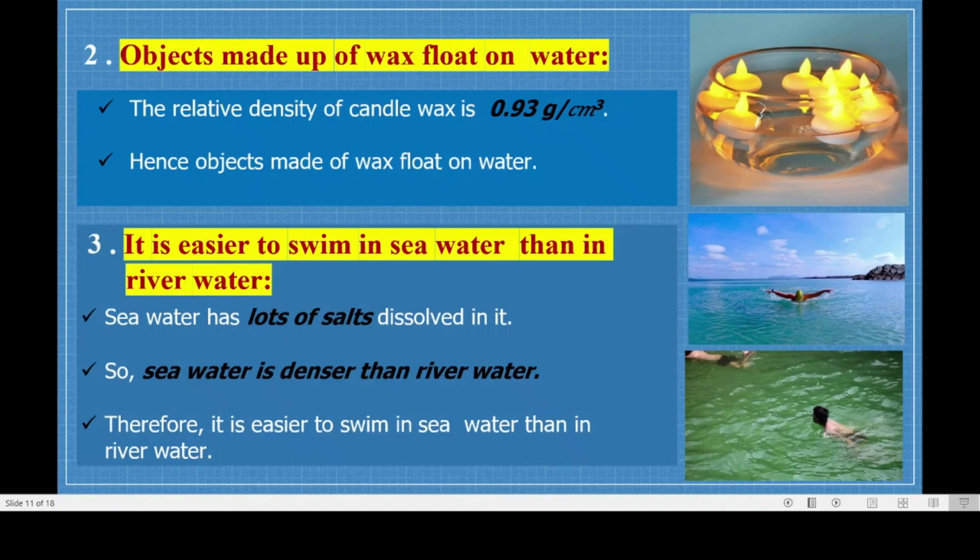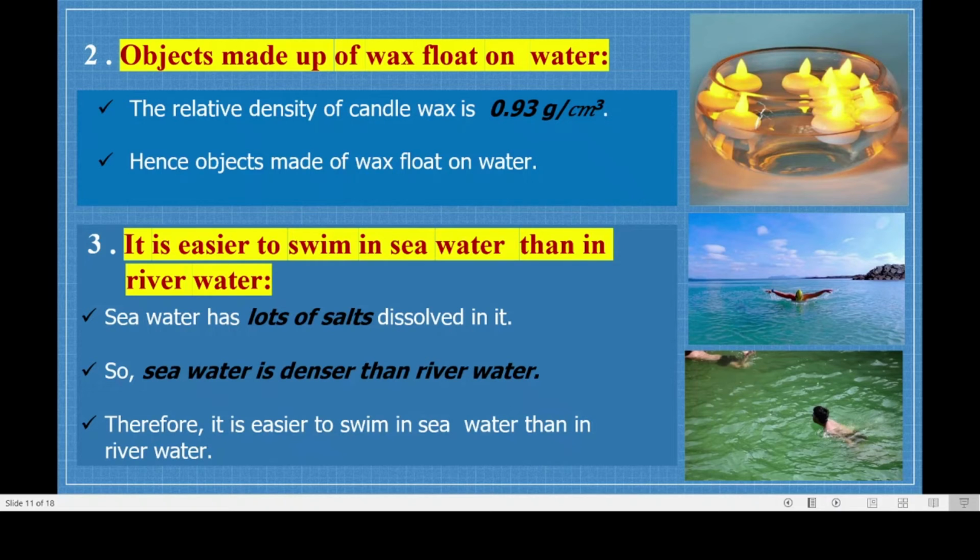So objects made up of wax float on water. The relative density of candle wax, you know that it is 0.93 gram per cubic centimeter. Hence the objects made up of wax can float on the surface of the water.